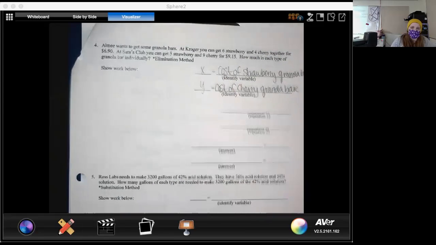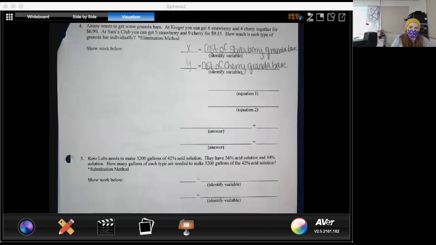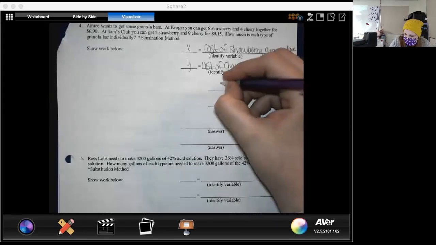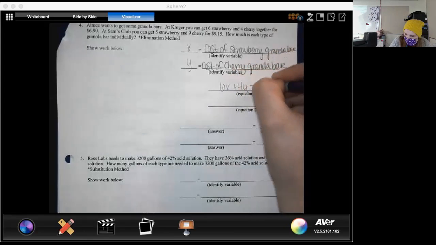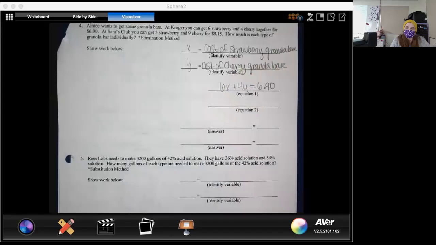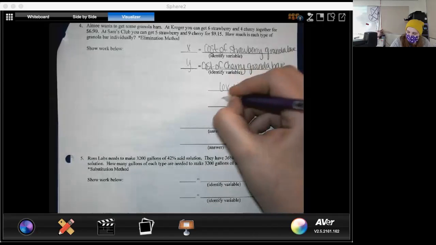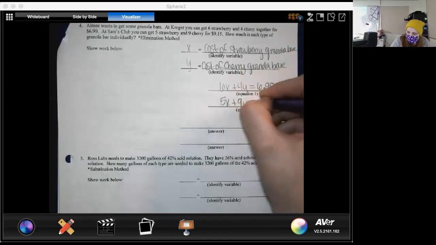Okay, good job. Cost of strawberry granola bar, cost of cherry granola bar. Okay, how about those equations? What are those equations? Luis, what do you think is one? Good, 6x plus 4y equals 690. And therefore the second one should be, Jason, what do you think the second one should be? Awesome.